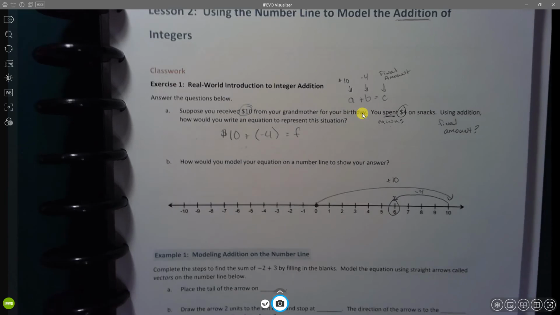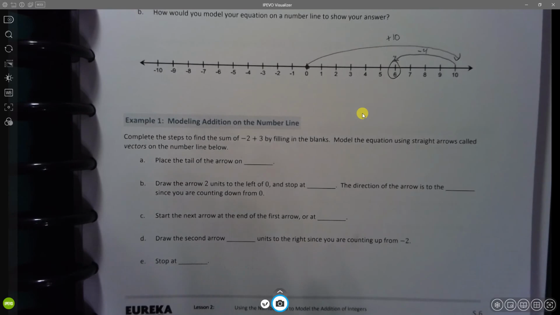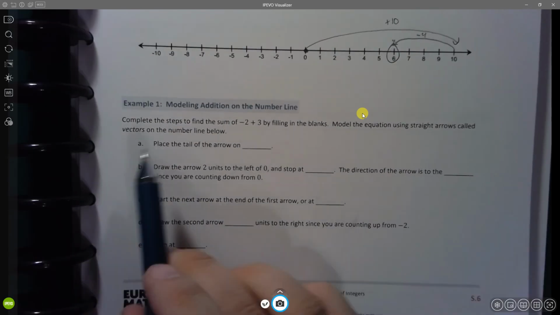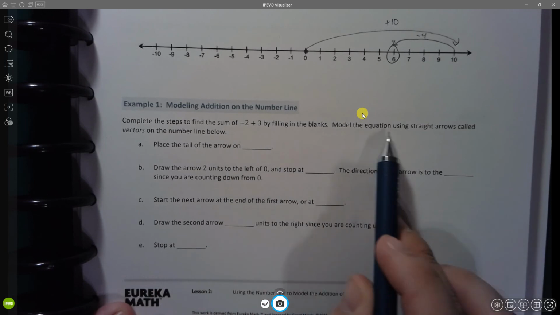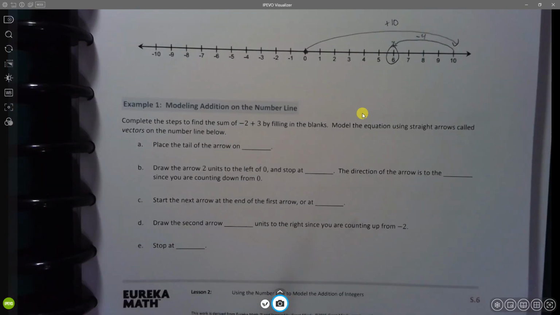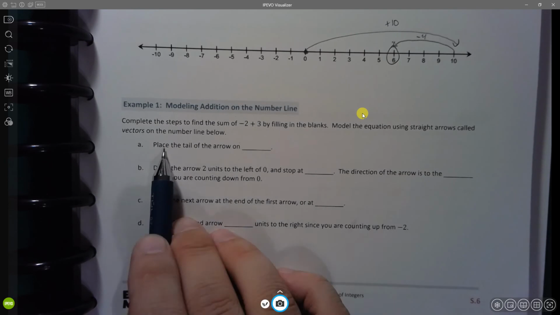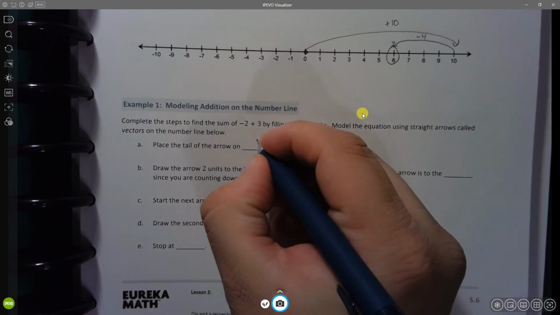All right, let's take a look at example 1. Modeling addition on the number line. Complete the steps to find the sum of a negative 2 plus 3 by filling in the blanks. Model the equation using straight arrows called vectors on the number line below. The number line is going to be on the next page. First, place the tail of the arrow on... well, where do we always begin any addition or subtraction problem when it comes to a number line? We always start on 0.